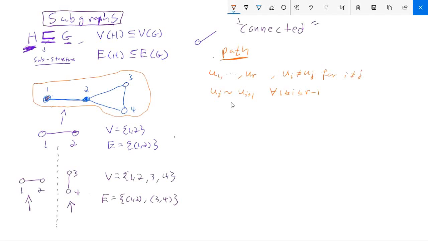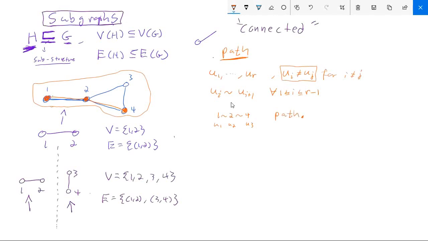So, for example, the vertex 1, the vertex 2, and the vertex 4. We can see that 1 is adjacent to 2, 2 is adjacent to 4, so this would be our u1, u2, and our u3. There's also no repetitions, right? We never get the same vertex twice. So this is an example of a path.